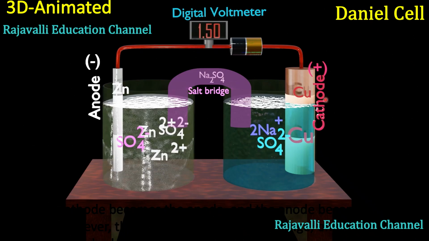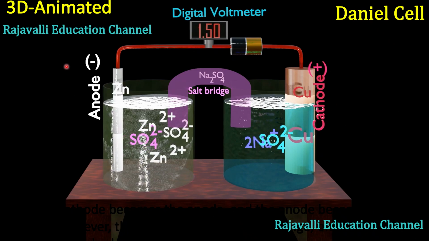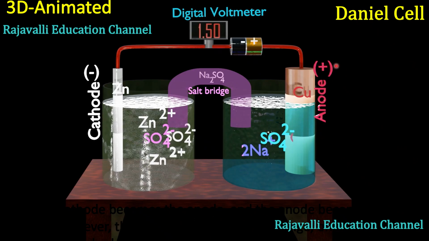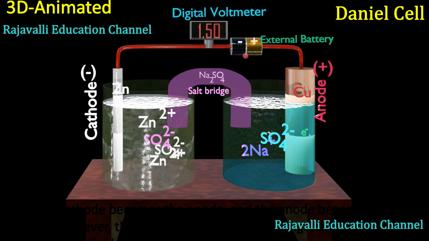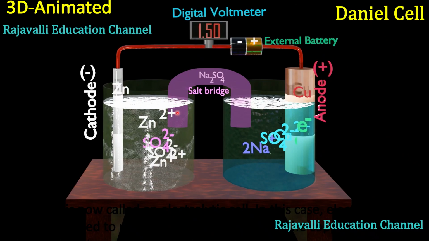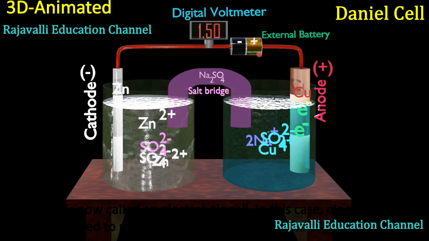Now the cathode becomes the anode and the anode becomes the cathode. However, their physical signs do not change. Only their electrochemical roles are reversed. This setup is now called an electrolytic cell. In this case, electrical energy is utilized to produce chemical energy.